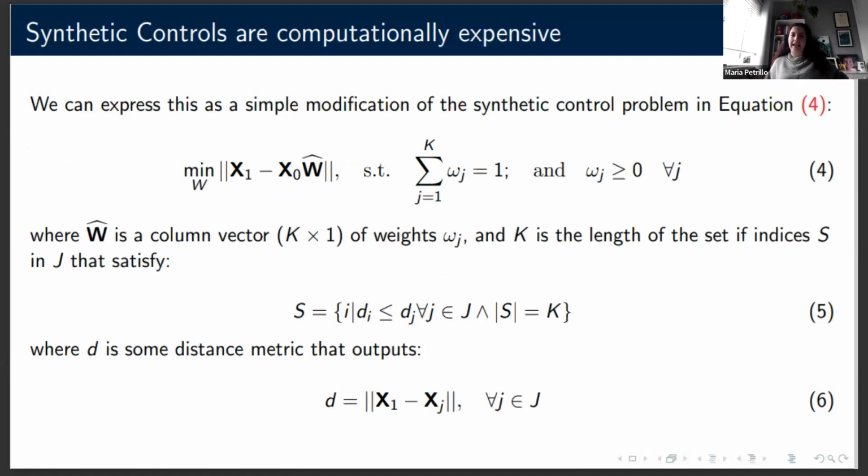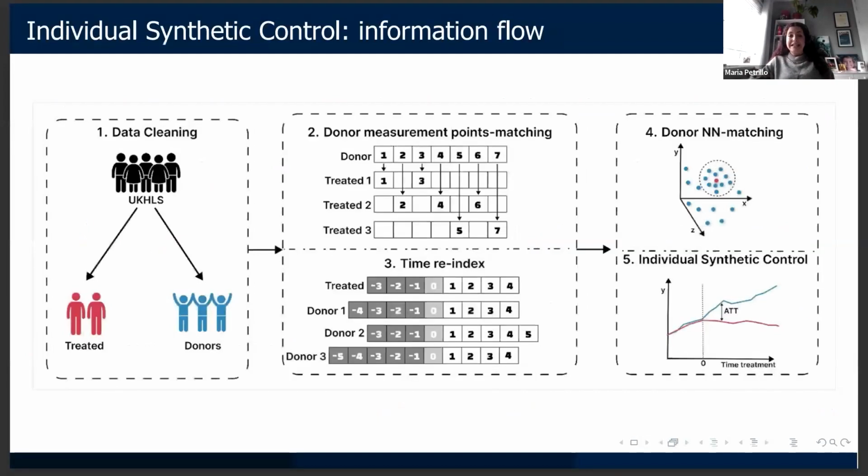We propose to find the K nearest control units using, in the first step of our calculation, a nearest neighbor matching approach, so that we reduce the number of control units for computing the weights in the individual synthetic control approach. Just to summarize, our model relies on 5 different steps.